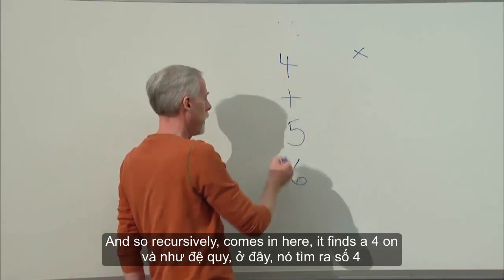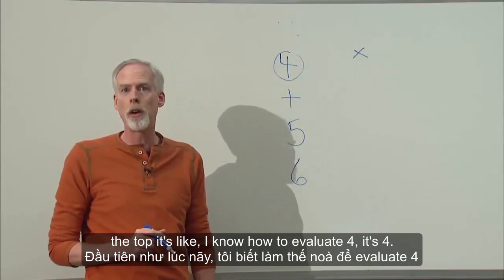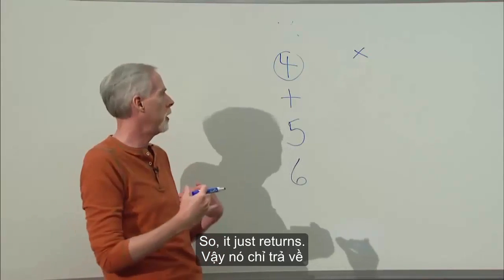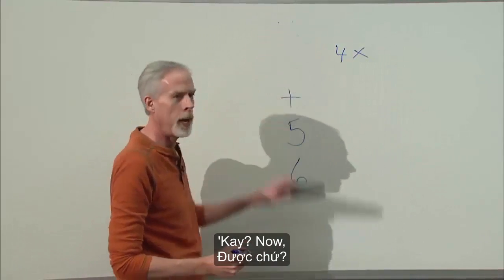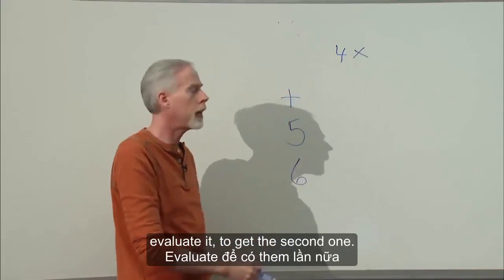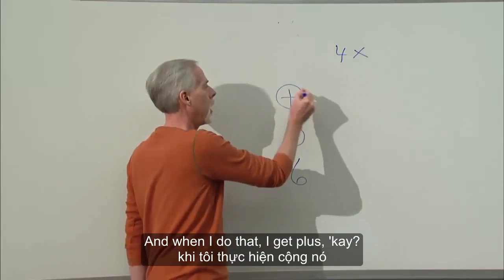And so recursively comes in here. It finds a 4 on the top. It's like, I know how to evaluate 4. It's 4. So it just returns. Okay? So now I have my first operand. Okay? Now I take the rest of the stack and evaluate it to get the second one. And when I do that, I get plus.